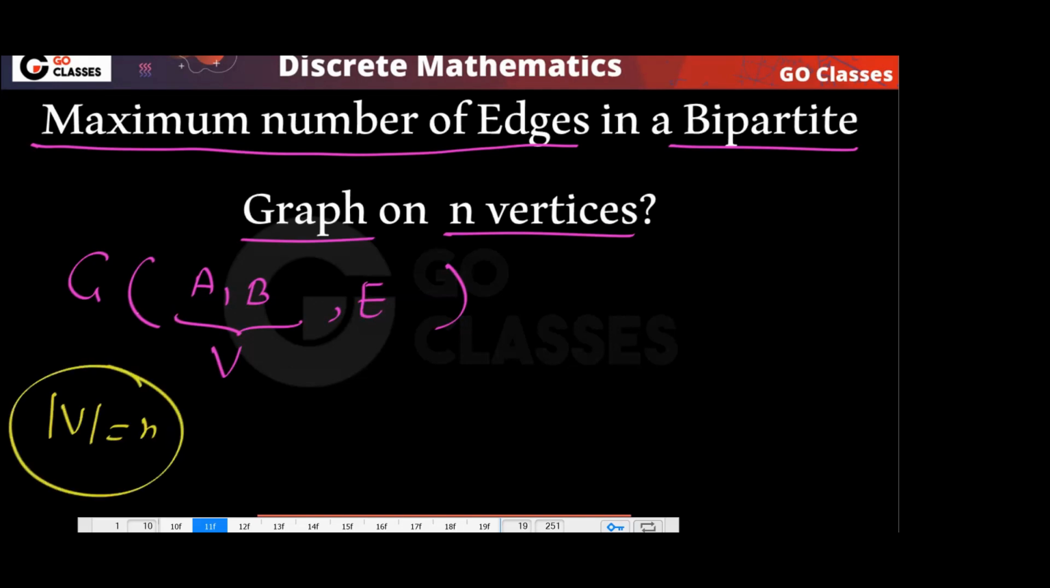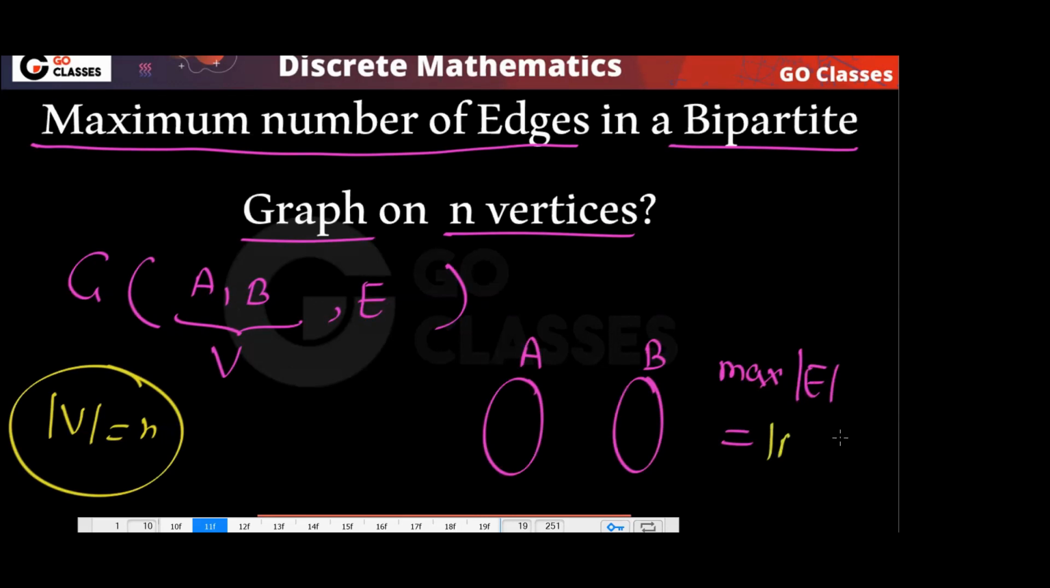Then what is the maximum number of edges we can get? We don't know which situation will give us the maximum number of edges. If you have A and you have B, then what is the maximum number of edges? It will be the number of vertices in A multiplied by the number of vertices in B. Yes or no? This will be the maximum number of edges if A is this, B is this.